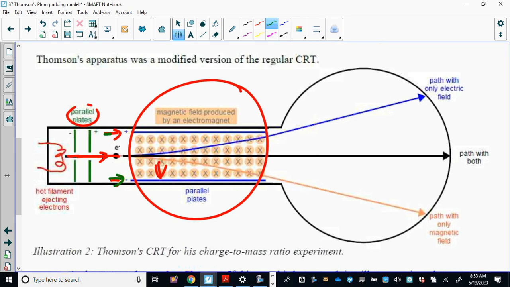So the parallel plates here will make the electron want to go up. The magnetic field will want to make the electron go down. And if you balance those two forces, so you've got an electric force going up, you've got a magnetic force going down, and if you balance those so they're equal, what will the electron do? It'll go straight. Oh, but only electrons with a specific velocity will go straight. All the other ones that have a different velocity will be deflected either this way or this way. But only ones with a very specific velocity will go straight.